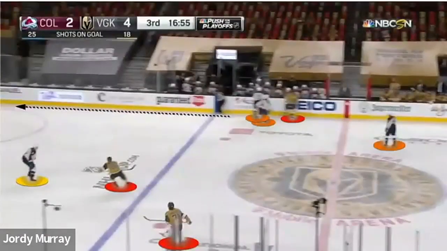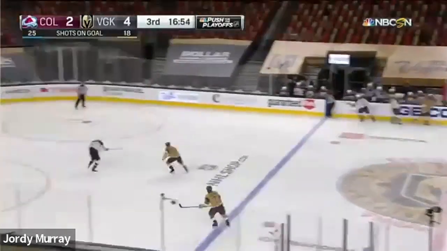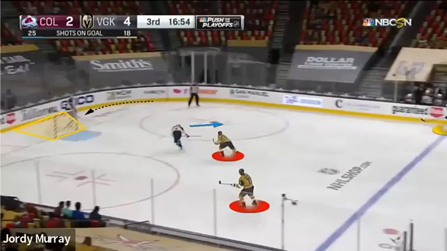Let's go to his next one. All right. Second scan. He already pivoted. He's skating back to the puck. What has changed in this situation? Maybe the puck's trajectory, right? Looks like the goalie's going to get it.